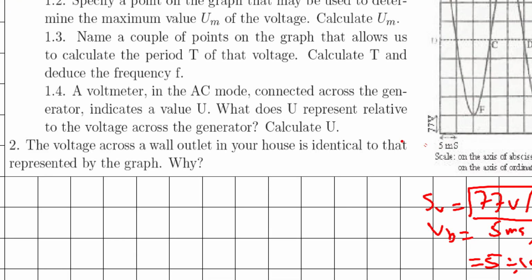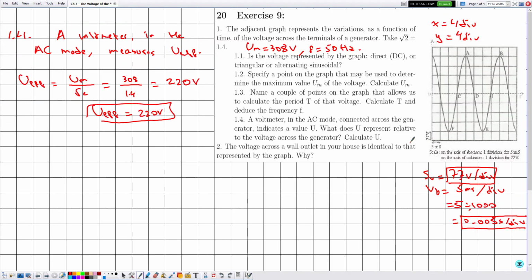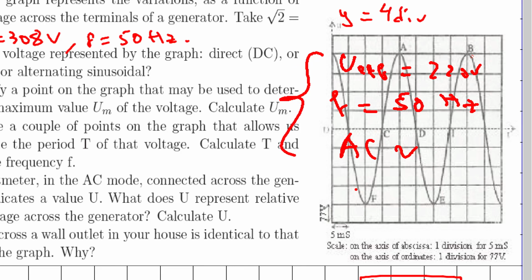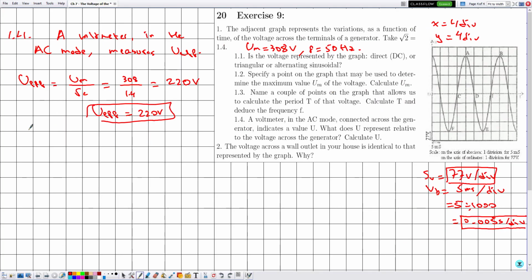Now, in number 2, the voltage across a wall outlet in your house is identical to that represented by the graph, Y. So this graph has the following properties. U effective is equal to 220 volts, frequency of 50 Hertz, and it is AC sinusoidal. All of these properties are the properties of the voltage of the mains.